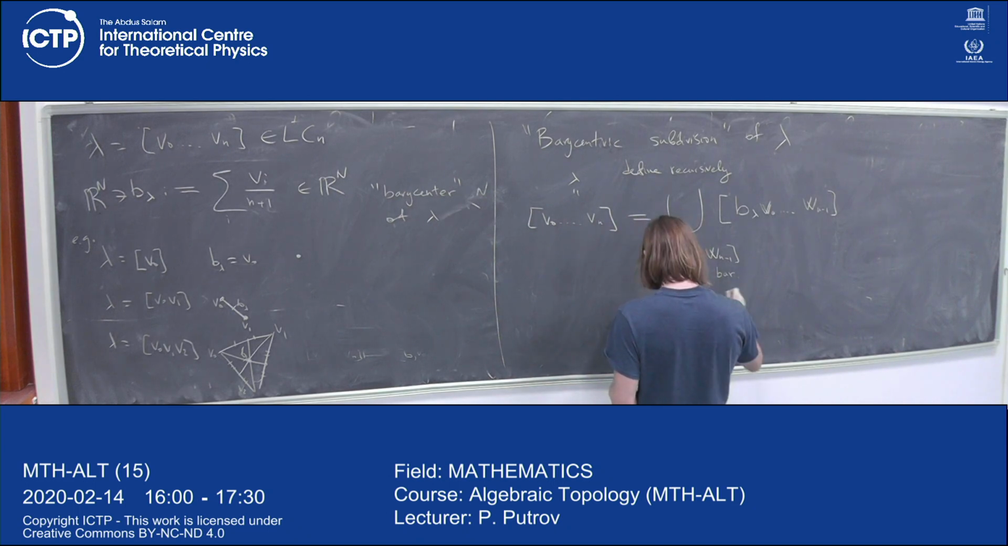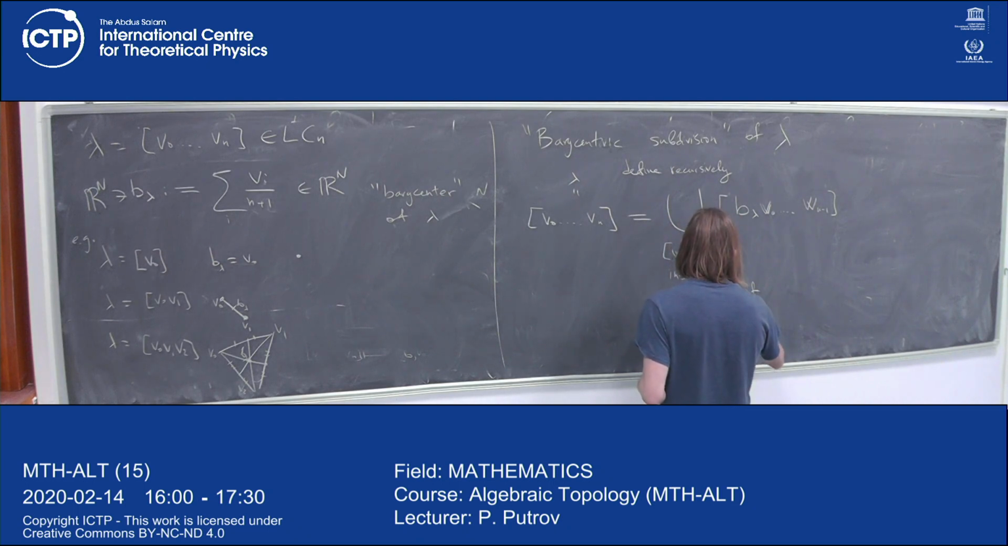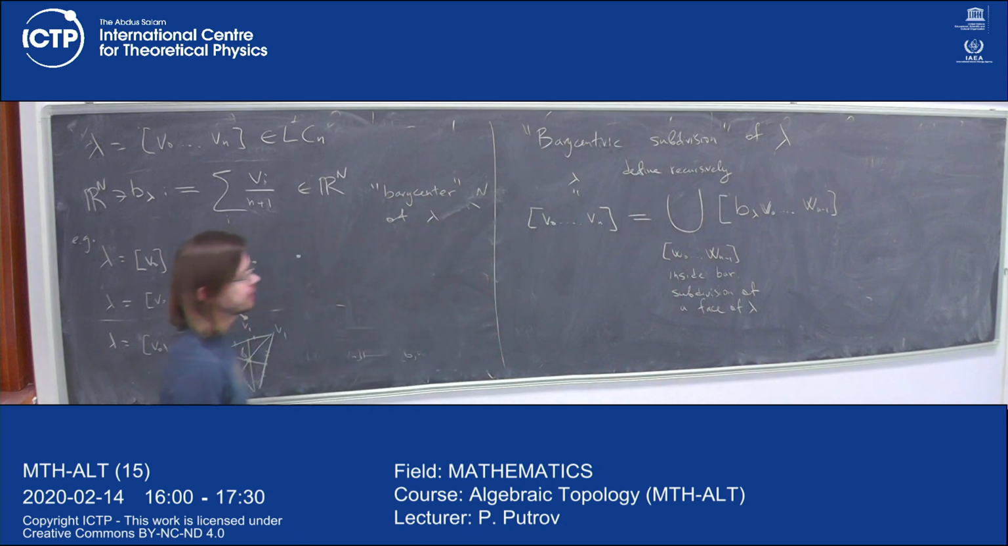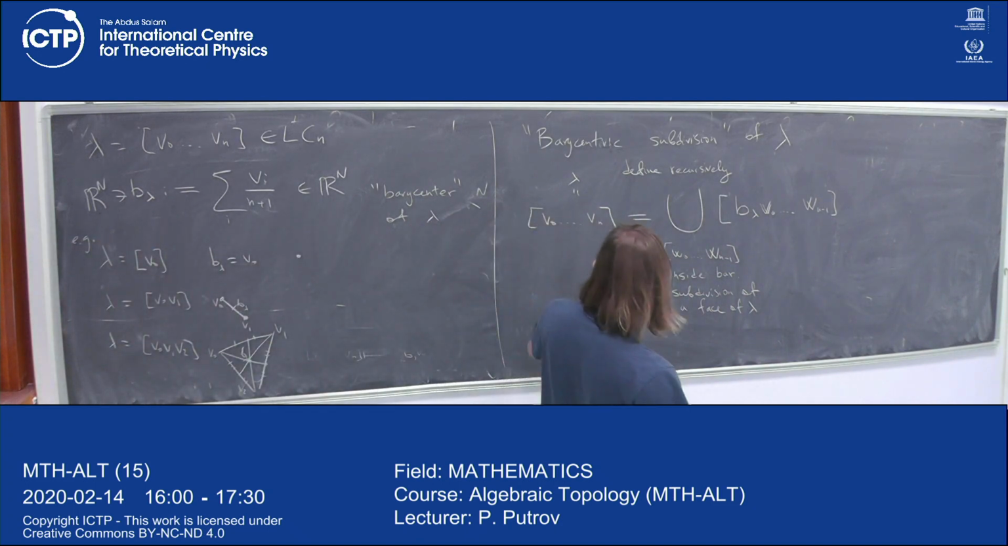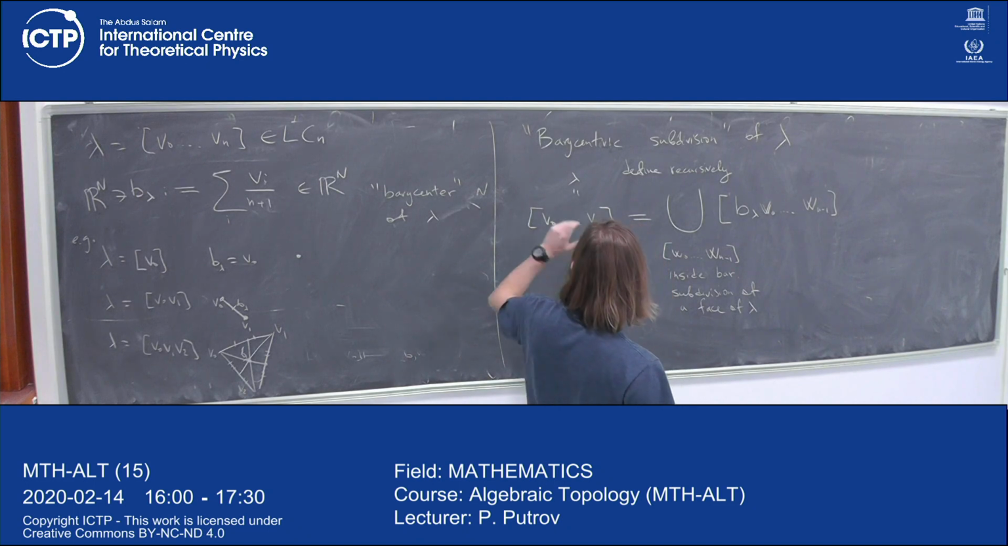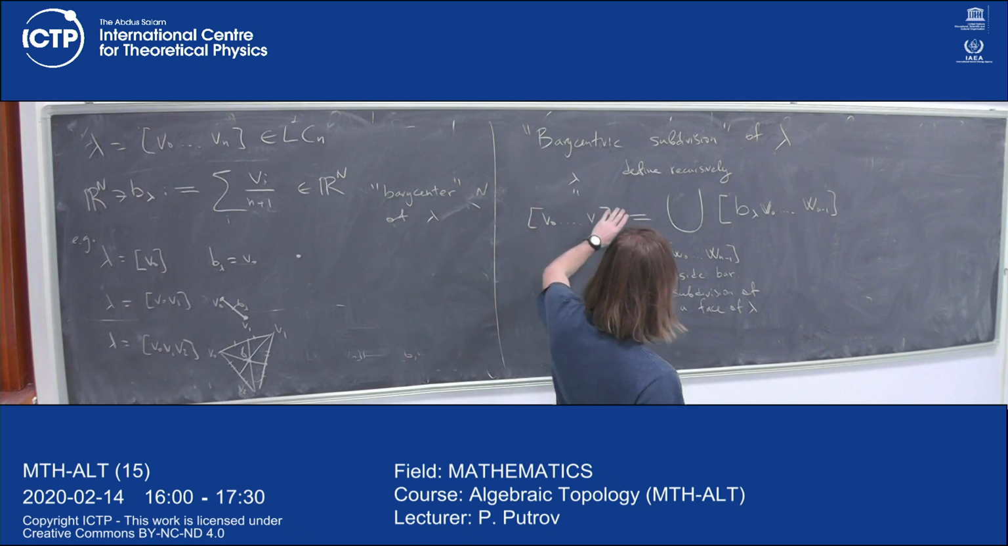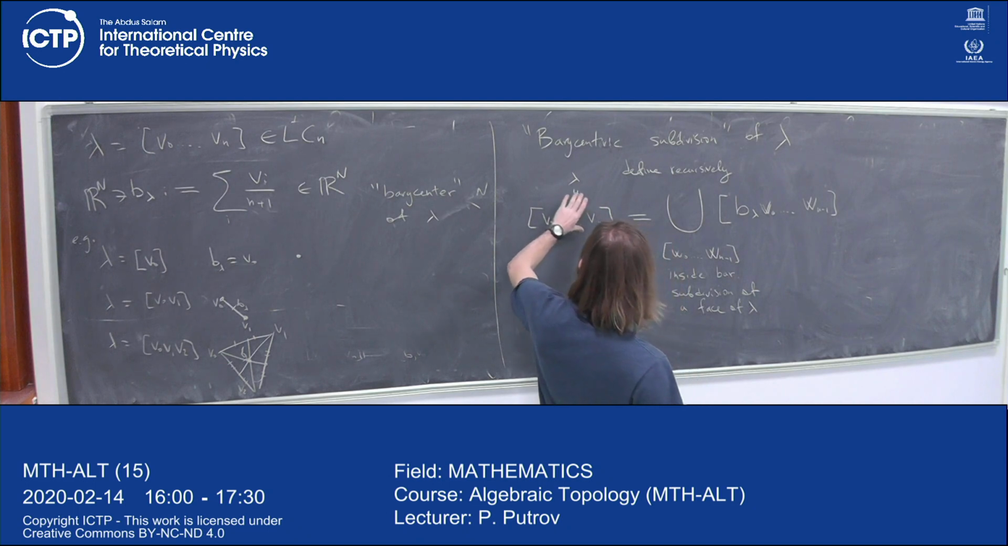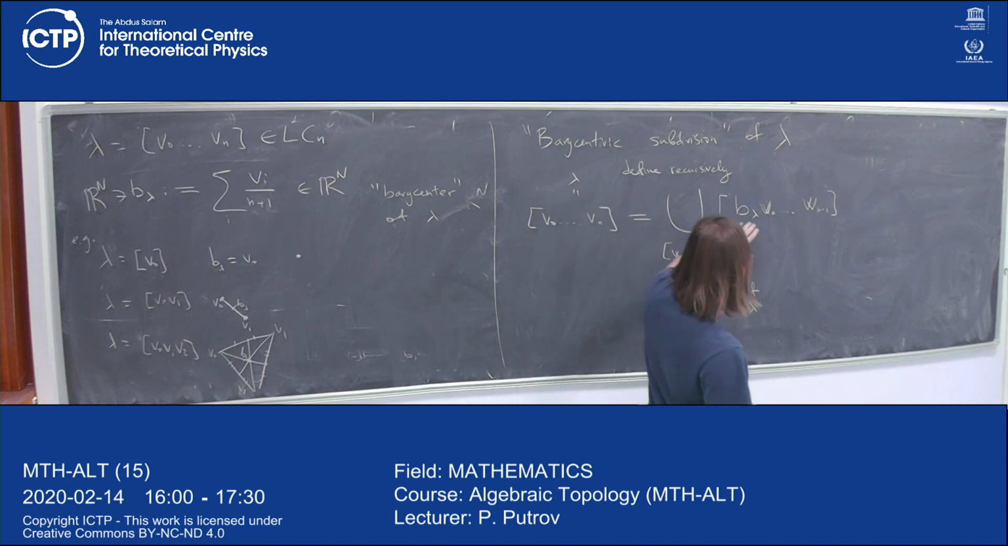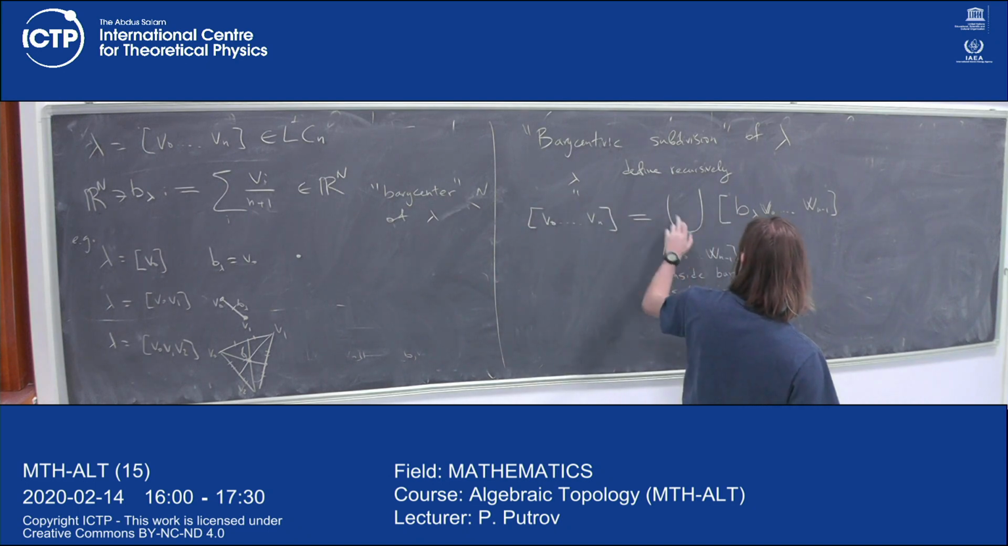the barycentric subdivision of a face of lambda. So I start with lambda. Why is this a well-defined procedure? If I start with lambda, some n simplex, and I do this.